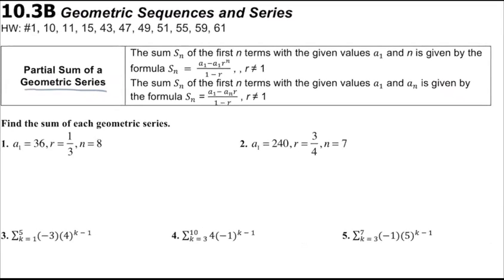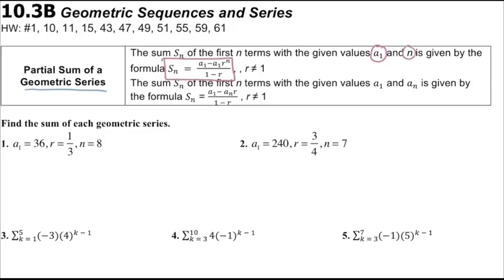So the first formula, I personally like the best. I use this one the most. This is when you're given a sub 1 and n. If you're given a sub 1 and n, you can use this formula for the partial sum. So that's a sub 1, the first term, minus a sub 1 times r to the nth power all over 1 minus r.